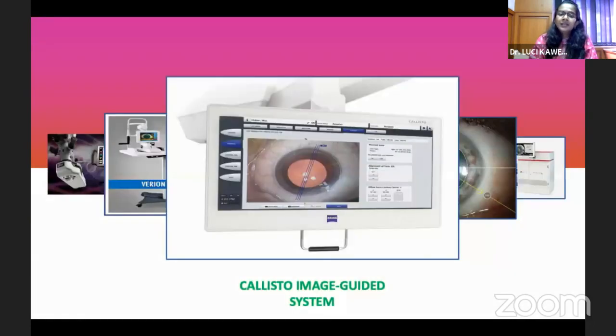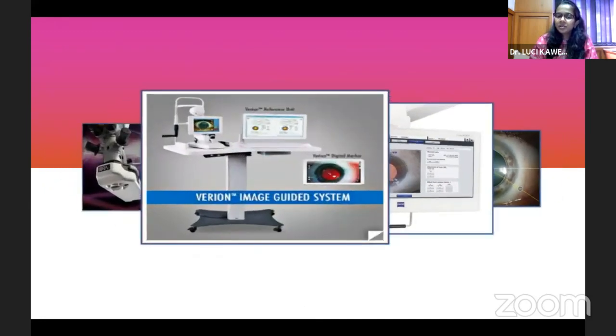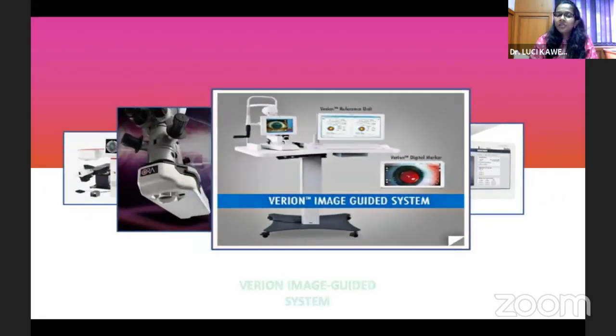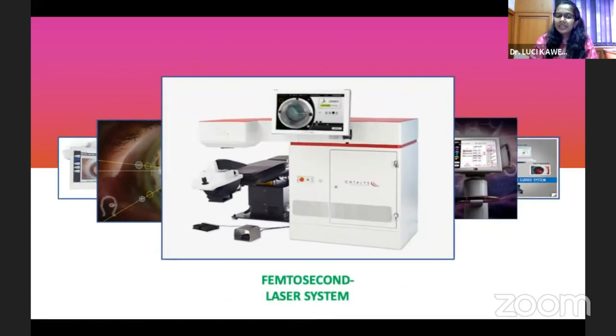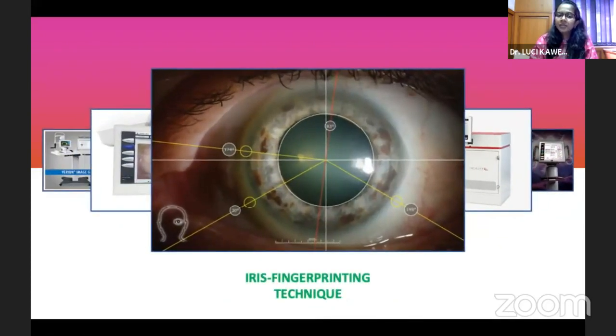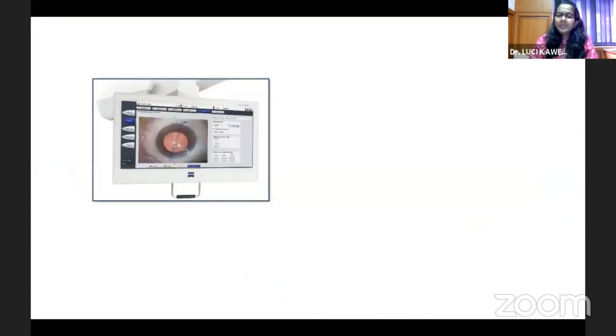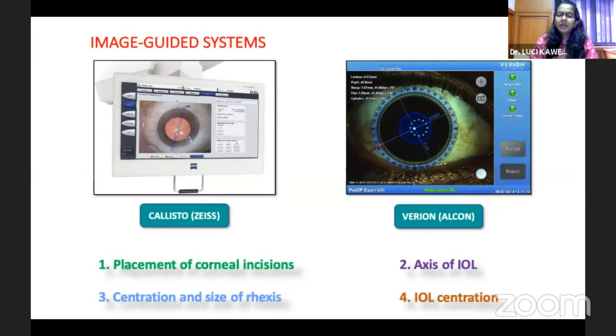This is how the different imaging systems came into account. There are various available options like the Callisto image guided system, the Verion image guided system, OptiWave Refractive Analysis or ORA, which is an aberrometry based system, femtosecond laser marking system, and iris fingerprinting technique. These image guided systems not only help us in marking the axis, they also guide us in placing the corneal incisions, centration and sizing of the rhexis, as well as IOL centration.